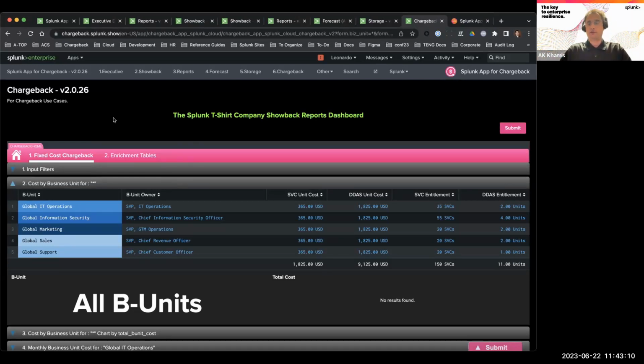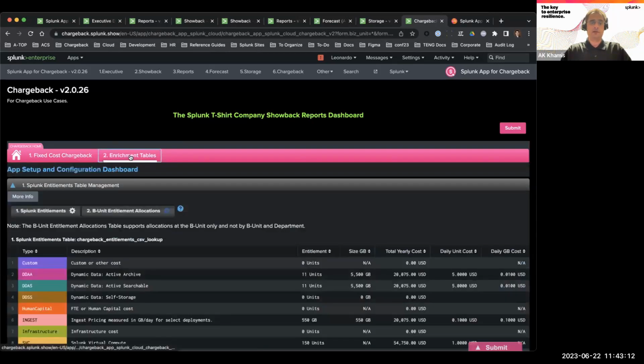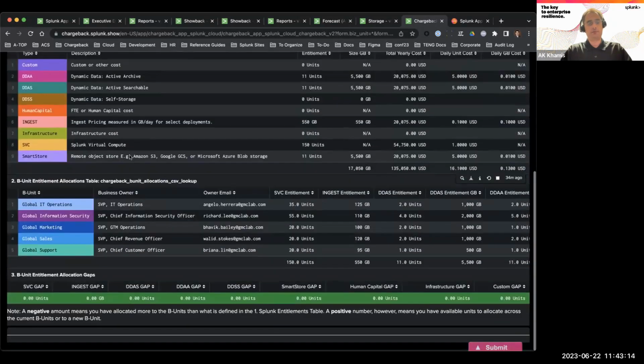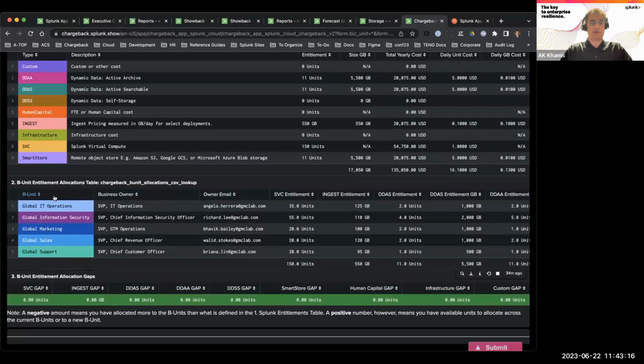And here, when it's all said and done, it's a simple table. It's a business allocation for every business unit. It's called the B unit entitlement allocation table, all the 5 business units. How much of my entitlement are they responsible for?